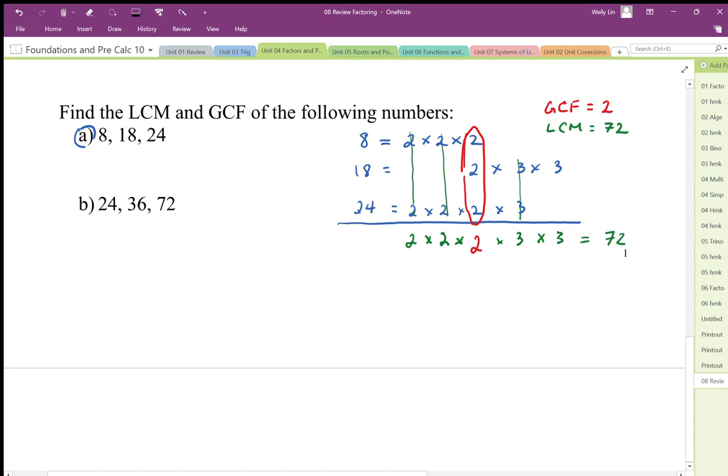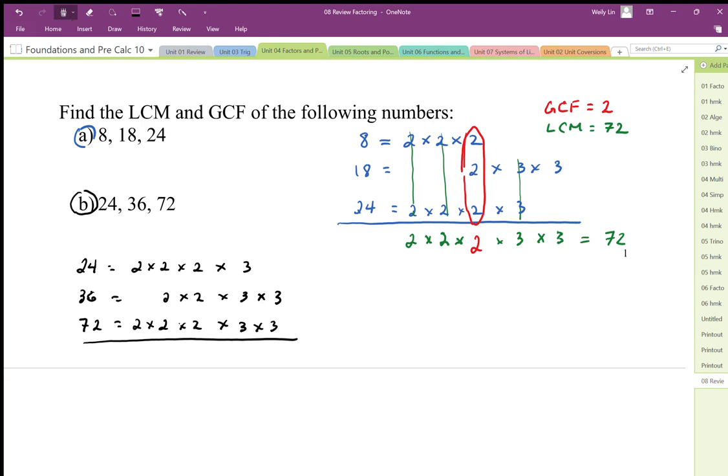We can do the same thing with B. We're going to prime factorize. So we end up with 2 times 2 times 2 times 3. For 36, we end up with 2 times 2 times 3 times 3. So it's going to be 4 times 9. Okay, so that's our prime factorization of 36. For 72, we're going to have 8, so 2 times 2 times 2 times 9, which is 3 times 3.